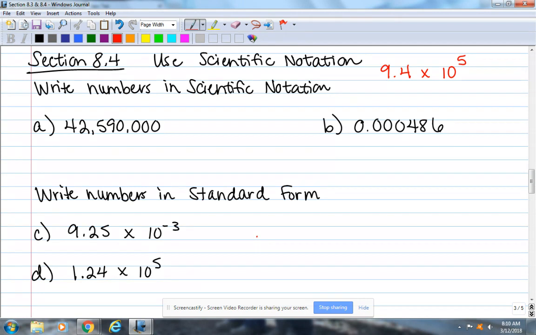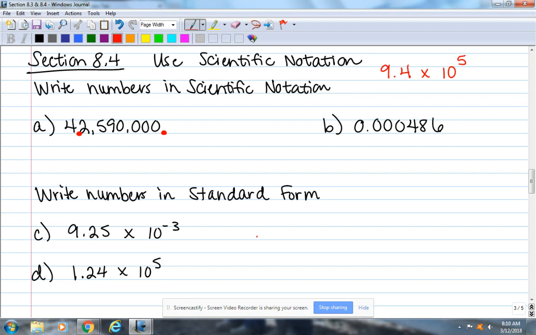So starting with this number A right here, can somebody read that number to us? What's that number say? 42,590,000. The decimal is currently right here at the end of that last 0. And to write this number in scientific notation, where are we moving the decimal to? Yeah, after the 4, between the 4 and the 2. Now, when you're doing your exponent on your tens, you count how many decimal moves it is. You don't count numbers. You count how many times you move the decimal.